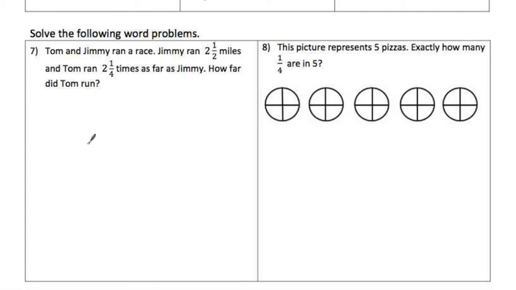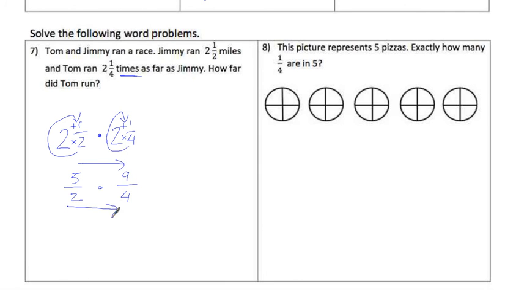So if we look at this word problem, Jimmy ran 2 1/2 and Tom ran 2 1/4 times as far. So we're multiplying. Remember magic C's for mixed numbers. Multiply at the bottom, add at the top. Multiply at the bottom, add at the top. 2 times 2 is 4, plus 1 more gives me 5 over 2 times 4 times 2 is 8, plus 1 more gives me 9 over 4.